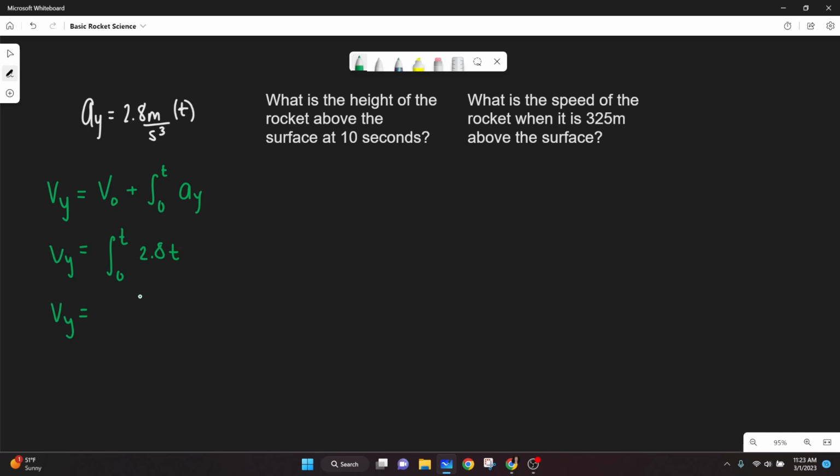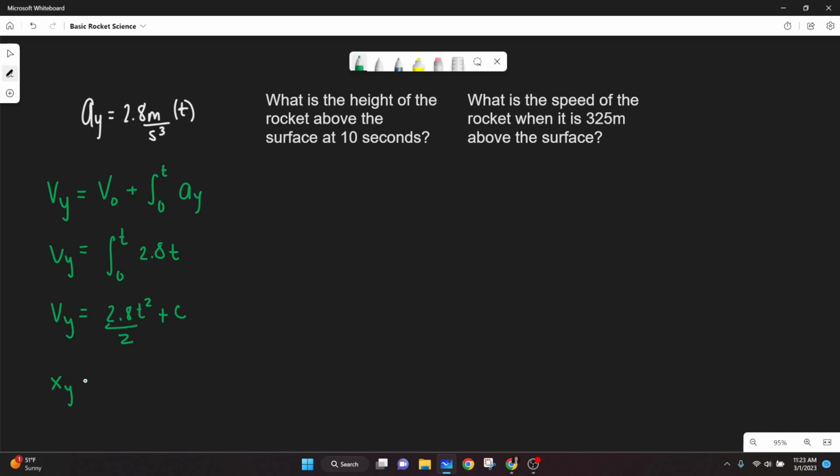we take this t and we add 1 to its power and then divide by n plus 1. And so we get 2.8 t squared, so t to the 1 plus 1 is 2, and divide that by 2. And then we could say plus c if we were being mathematically precise. So we have our velocity function now as a function of time along the y dimension. And so we can integrate it to find the position, because we don't want to know the velocity. We want to know the height after 10 seconds, not its velocity after 10 seconds.